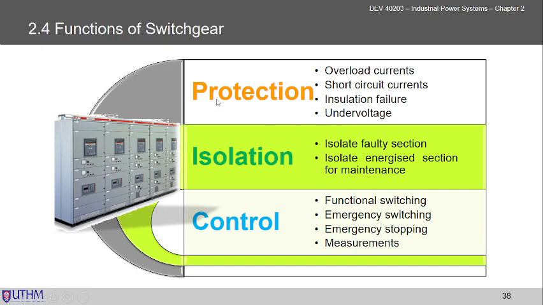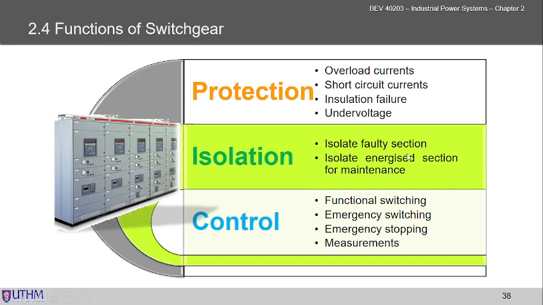Okay, so the protection normally protects against overloads, short circuit, insulation failure, or undervoltage. Undervoltage is much more crucial in the IPS as compared to overvoltage, because our load is always overloaded. It might often have overload conditions in the IPS rather than light load or underload.